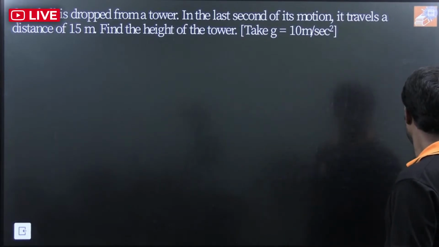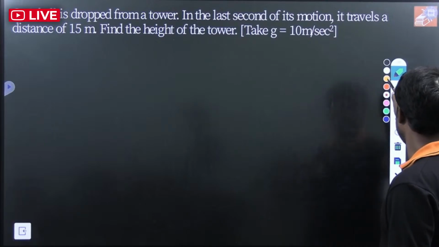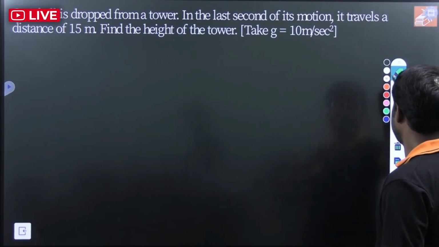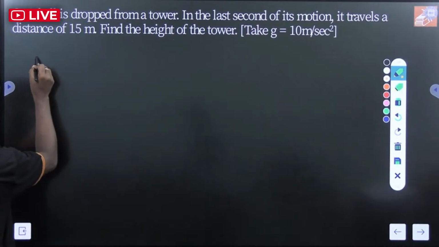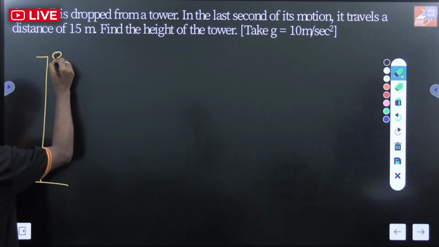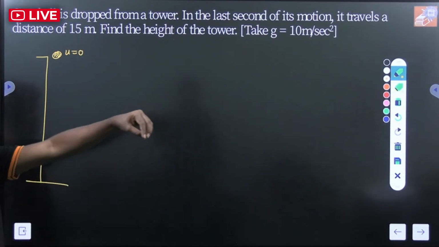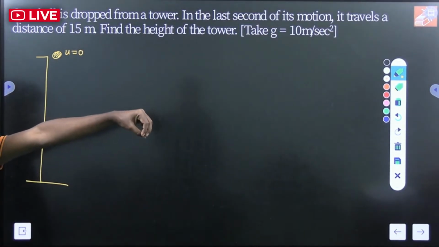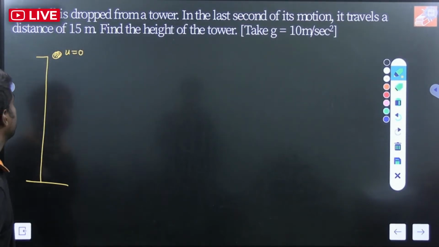Any question, you can make easy by drawing some diagram. So let's take this one as our tower. The ball is dropped from here, which means the initial velocity is 0. Dropping means we are just letting it go like this, so the initial velocity we have to consider here is 0.